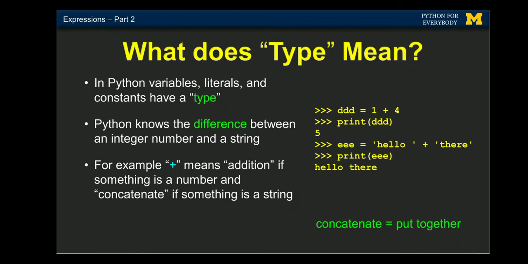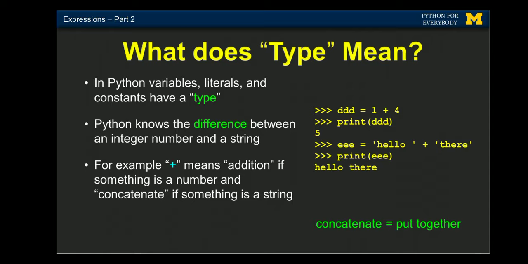What does type mean? In Python, variables and constants have a type. Python knows the difference between an integer number and a string. For example, plus means addition if something is a number, and concatenate if something is a string. Suppose we have assigned a variable ddd as 1 plus 4, and now we get the output of ddd, which is 5.